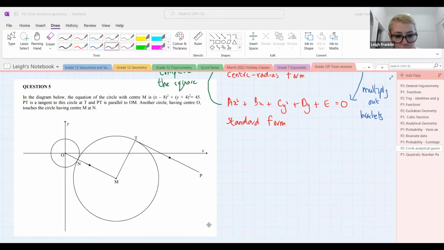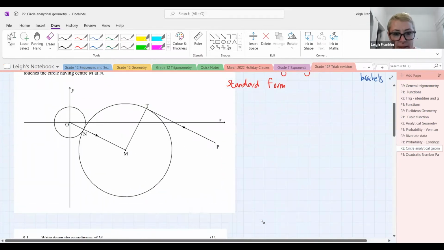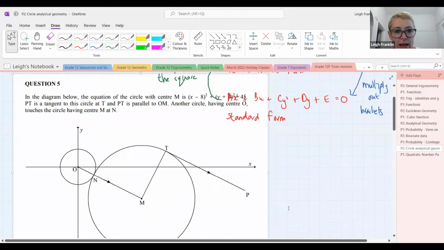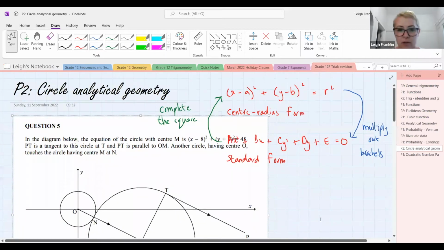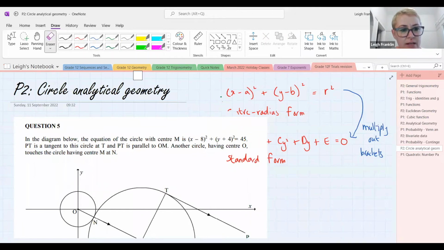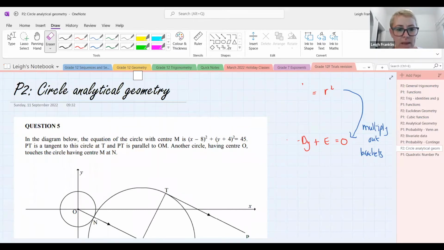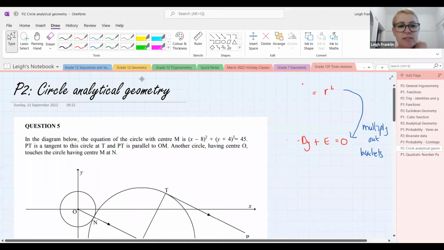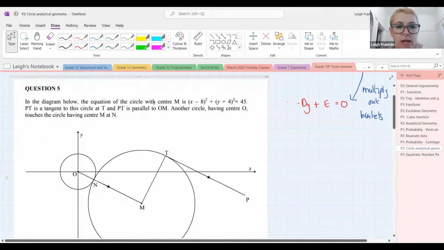Okay, so let's get started on this question. I'm just going to make it a little bit bigger and rub this out because this is now in the way. They have given us a diagram with the circle center M, and the equation of that circle is (x − 8)² + (y + 4)² = 45.